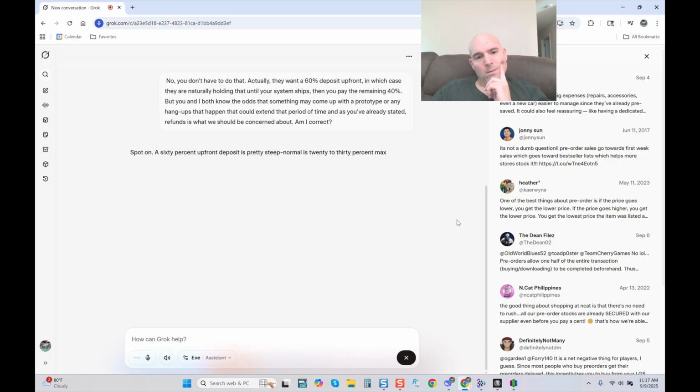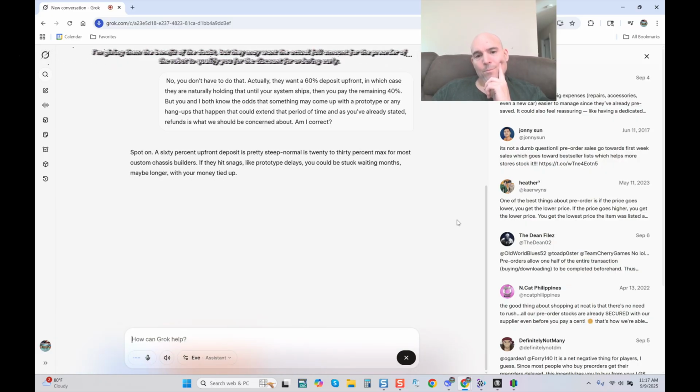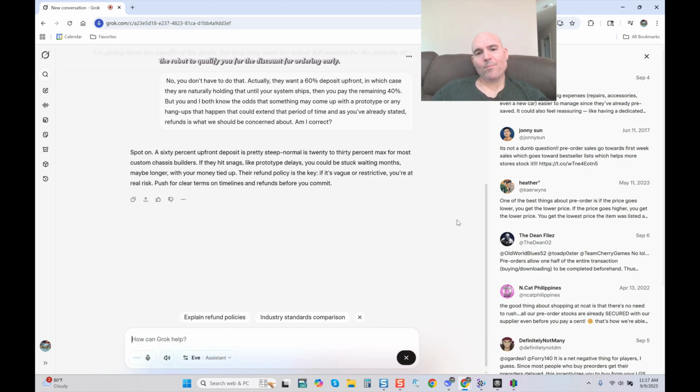Spot on. A 60% upfront deposit is pretty steep. Normally, it's 20 to 30% max for most custom chassis builders. If they hit snags, like prototype delays, you could be stuck waiting months, maybe longer, with your money tied up. Their refund policy is the key. If it's vague or restrictive, you're at real risk. Push for clear terms on timelines and refunds before you commit.